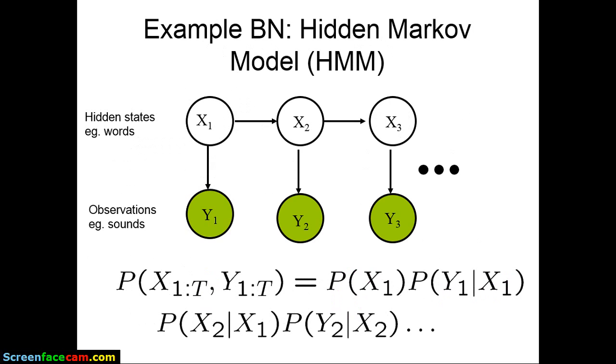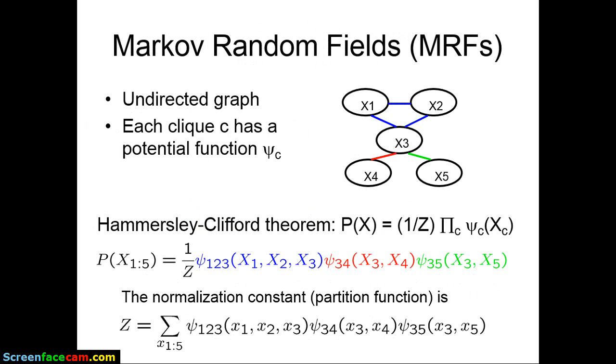The second example of a Bayesian network, which is also a directed acyclic graph, is the hidden Markov model, in which x1, x2, x3 are the hidden states, and y1, y2, y3 are observations. The joint probability distribution of x, y can be stated as probability of x1 times probability of y1 given x1 times probability of x2 given x1 times probability of y2 given x2, and so on.